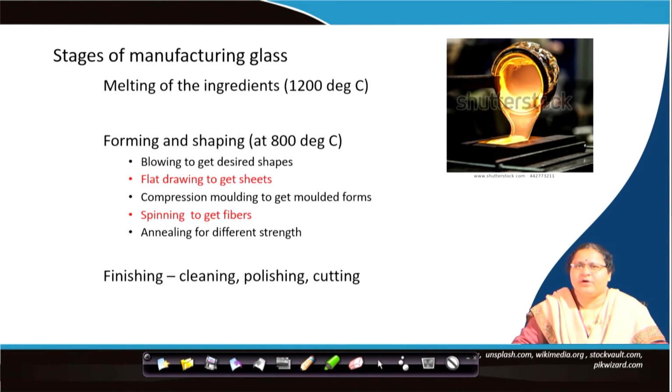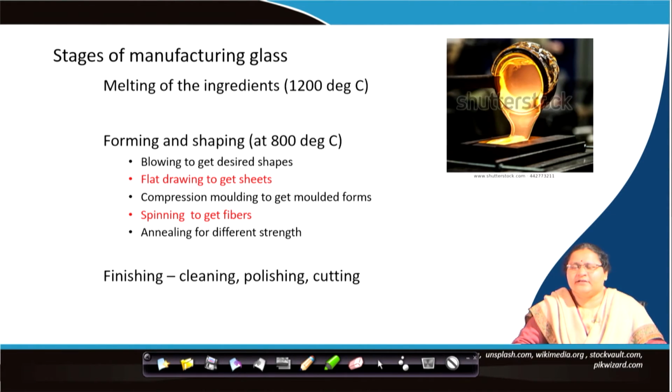At the same time, the point of brittleness. So, we have to know that sheet can be flat drawn by rollers, and you will get something 3 meters by 4.5 meters of running length, and you have to allow it to cool to get the flat drawn sheet. Compression molding is where you put the molten glass into molds and allow it to cool down, and you get the desired shape according to the mold.